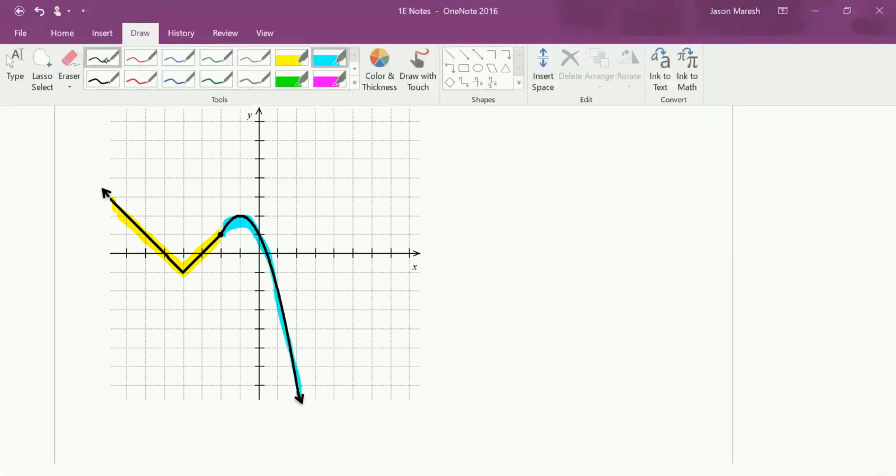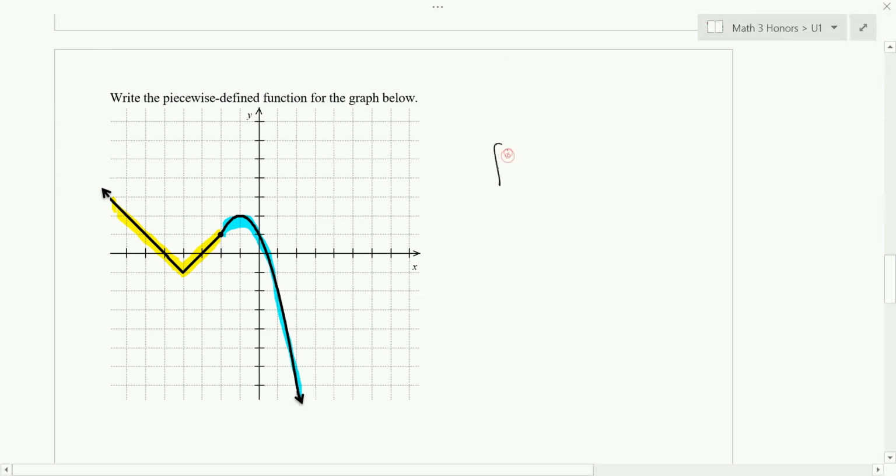And so when we write our answer, we're going to say f of x is equal to, we use the curly brackets, and we'll have our first equation. I'll put equation 1 here. So that would be the equation of the yellow graph. And then equation 2 would go here. That would be the equation of the blue graph. Usually go from left to right, goes from top down.